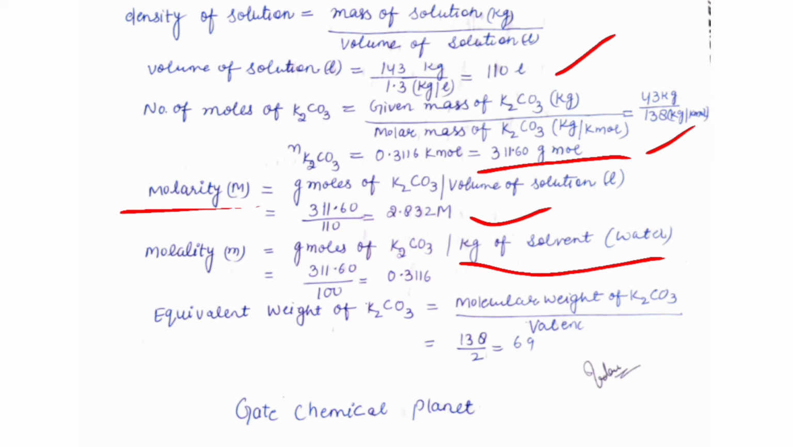So now we will calculate the normality. To calculate the normality, what do we need? We need gram equivalent, and for gram equivalent we need the equivalent weight of solute. So equivalent weight of K2CO3 equals the molecular weight of K2CO3 divided by the valency. The molecular weight of K2CO3 is 138 and the valency here is 2. So the equivalent weight of K2CO3 is 69.